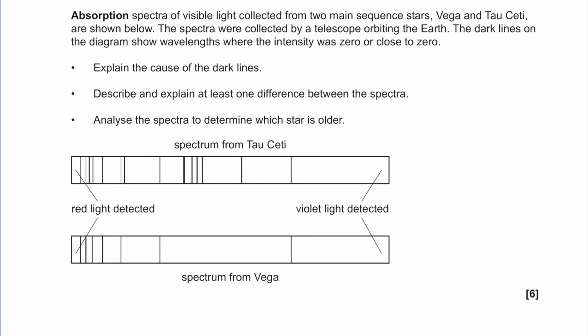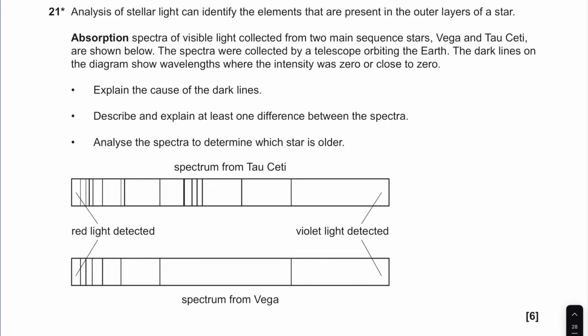Analysis of stellar light can identify the elements that are present in the outer layers of a star. Absorption spectra of visible light from two main sequence stars, Vega and Tau Ceti, are shown. The spectra were collected by a telescope orbiting the Earth. The dark lines on the diagram show wavelengths where the intensity was 0 or close to 0. Explain the cause of these dark lines. Describe at least one difference between the spectra and analyze which star is older. Let's talk about the cause of the dark lines first.